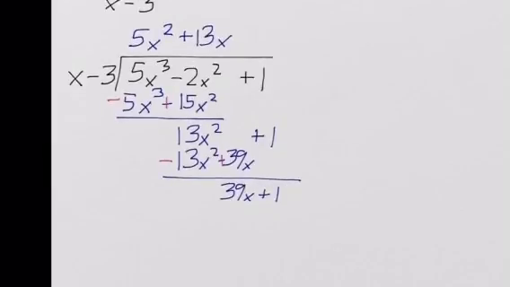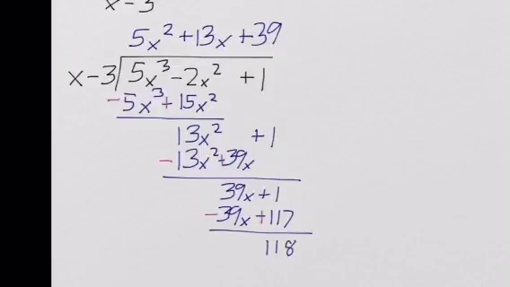So same thing, I'll divide the leading terms. Get 39. So I want to subtract 39x minus 117. Again, I'm going to change it into addition. I get 118. We can't divide any further. So what a lot of times we'll do is we'll go ahead and just write that as plus 118 over x minus 3. Or you could just say it has a remainder of 118.